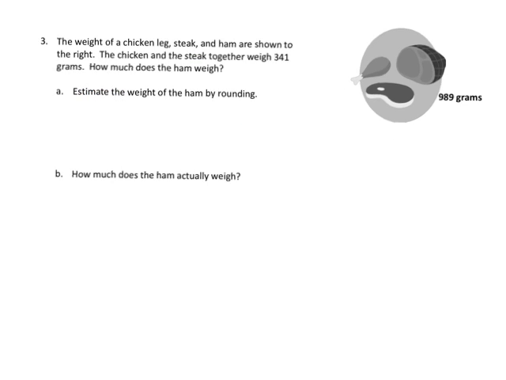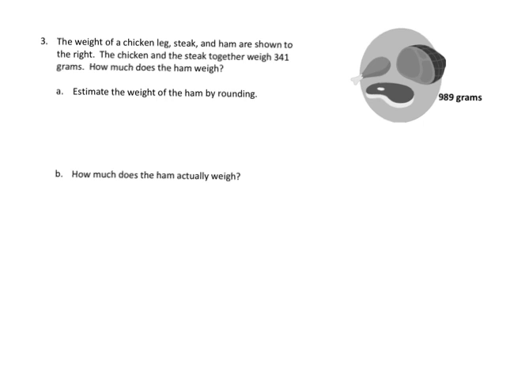And the last problem for this tutorial: the weight of a chicken leg, steak, and ham, so we've got 3 objects, is shown to the right, and there it is right here, 989 grams. The chicken and the steak weigh 341 grams, so these 2 right here are 341 grams. And then the question is, how much does the ham weigh? So first we're going to estimate by rounding.